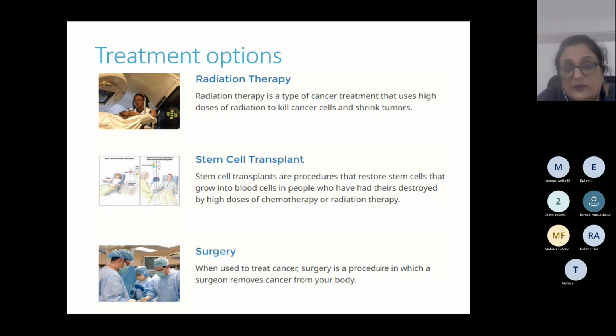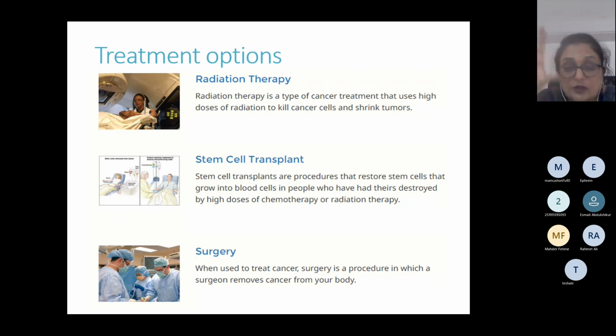So what is this procedure? Stem cell transplant is a procedure that restores stem cells that grow into blood cells in people who have had their stem cells destroyed by doses of chemotherapy or radiation therapy. See, by giving stem cells, you are giving the stem cells of the blood cells. Okay, so basically, either you give the patient their own stem cells which are preserved, that is called autologous stem cell transplantation, or you give a donor's stem cells, but it has to match. The HLA test is done for that.